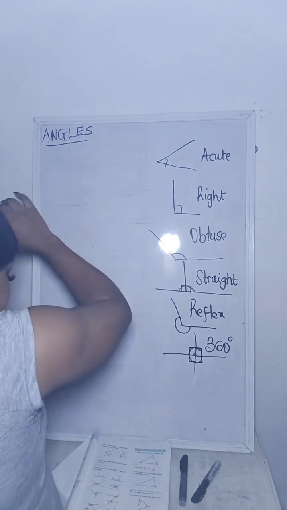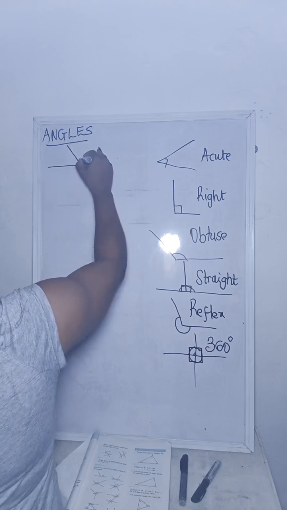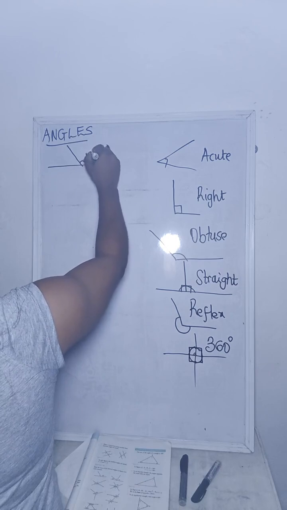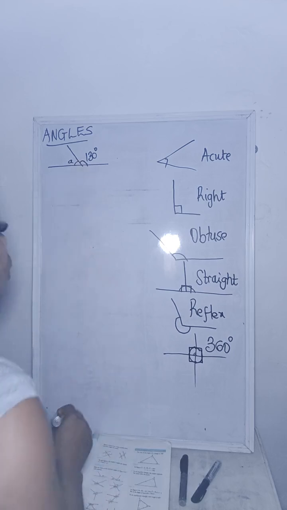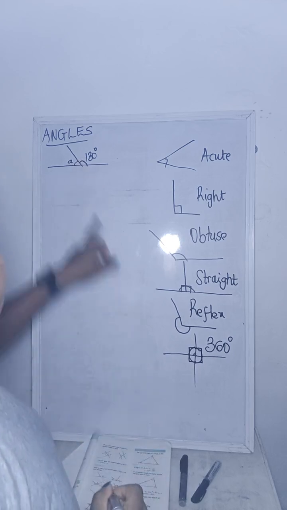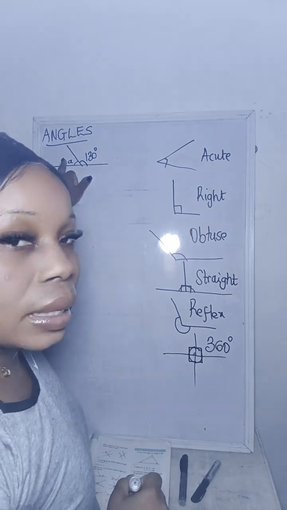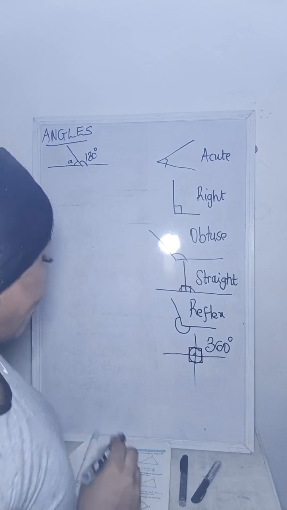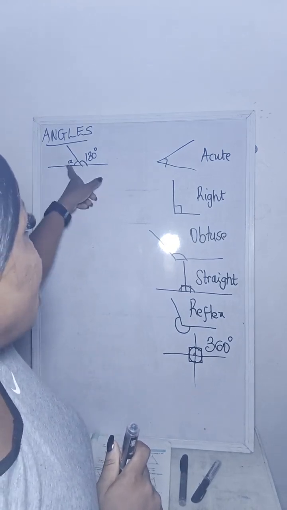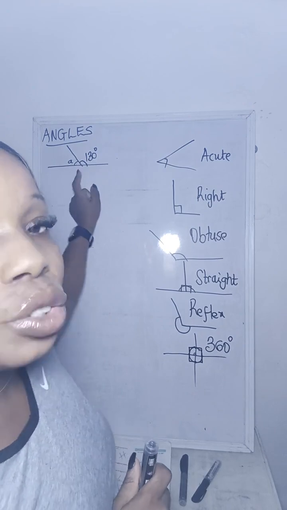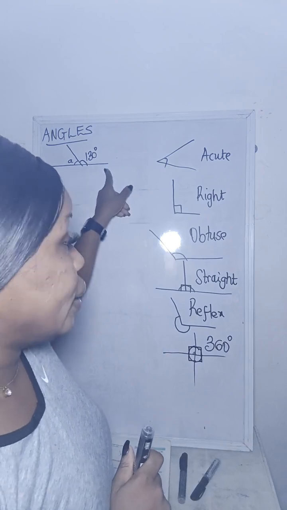So this is 130 degrees. I want to find the missing letter, which is letter A. You would notice that these two angles are actually on a straight line. Can you see that? They're actually on a straight line.